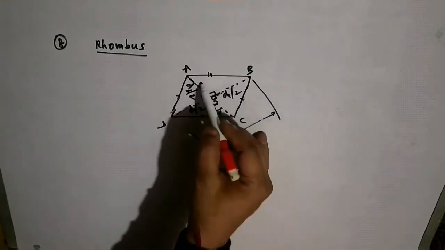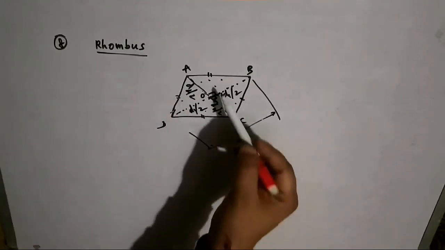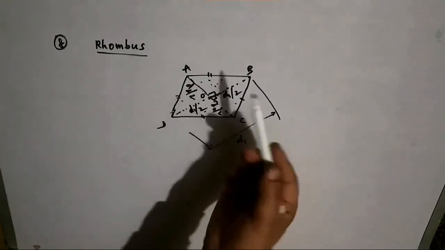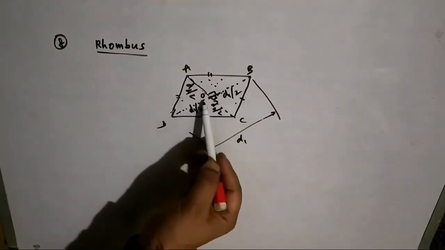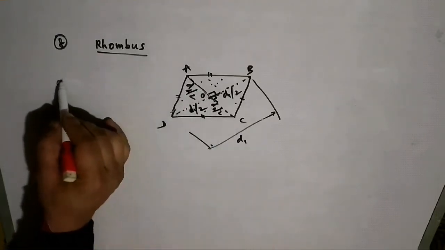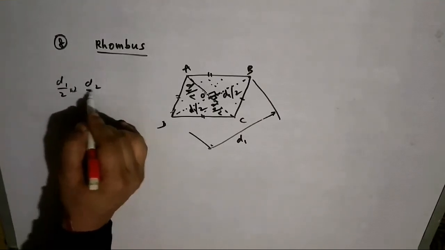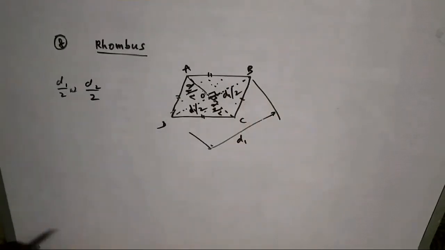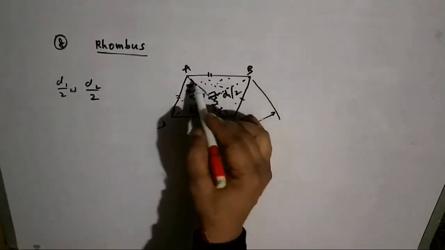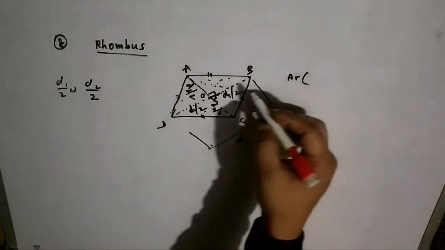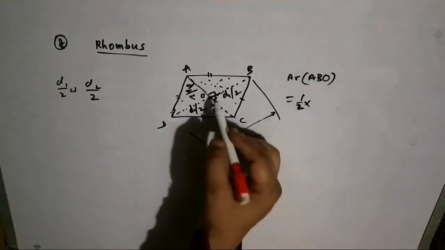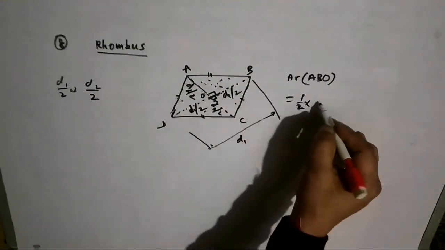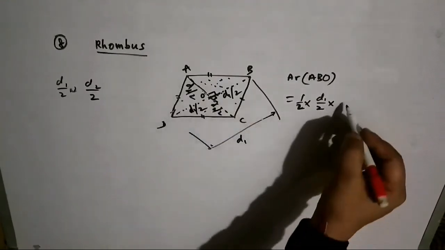So there are basically four triangles, and these triangles are equal in area, two by two. All four triangles here are equal. Why so? Because in this one the sides are D1 by 2 and D2 by 2, and in the other D2 by 2 and D1 by 2. So D1 by 2 and D2 by 2 are common in all four triangles. Let us take the first triangle. Suppose I am interested in finding the area of triangle ABO. That would be half base into height. Here the base is D1 by 2 and the height is D2 by 2.